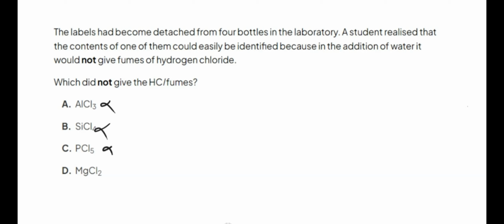Option D is magnesium chloride, which has ionic character, and it is an ionic compound, and it dissolves in water. It does not give the HCl fumes. Hence D is the correct option.